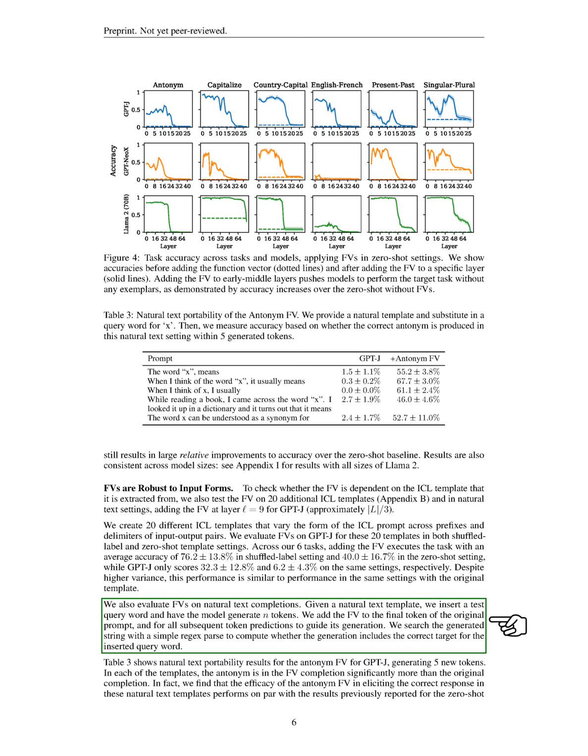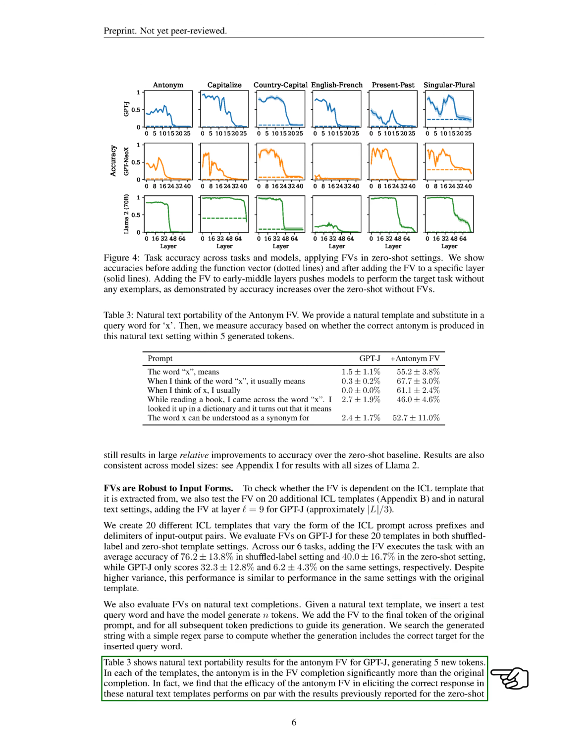Given a natural text template, we insert a test query word and have the model generate a certain number of tokens. We add the function vector to the final token of the original prompt, and for all subsequent token predictions to guide its generation. We search the generated string with a simple regex parse to compute whether the generation includes the correct target for the inserted query word.